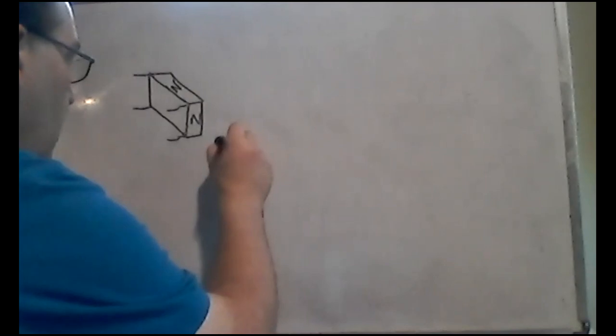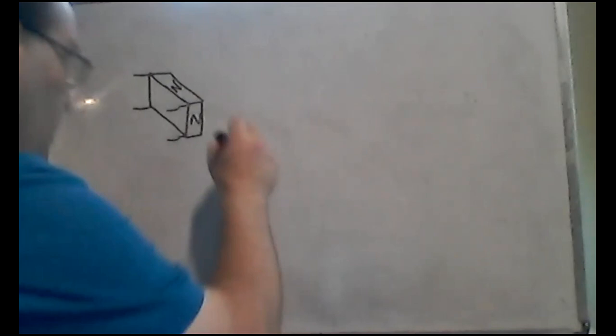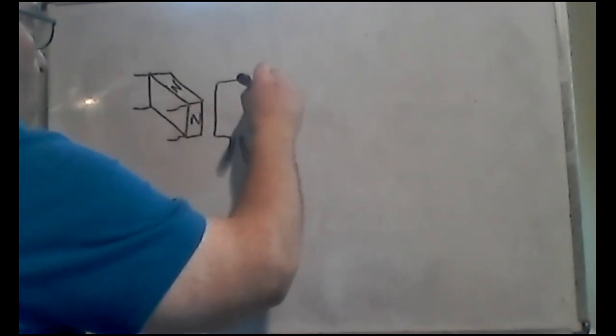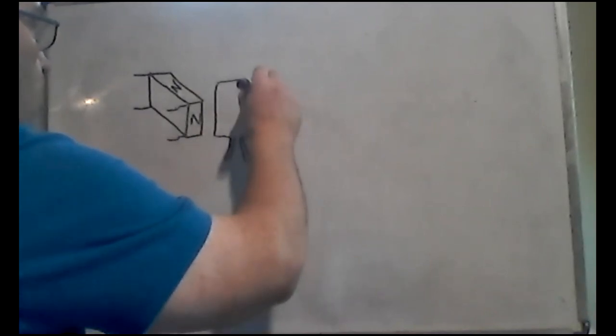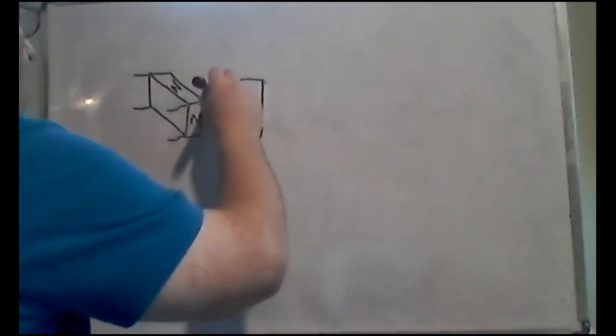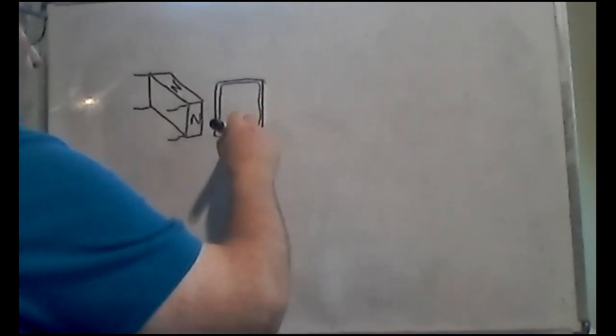Now we have something that looks similar. We have a shaft, and we'll do a rectangular loop like we did in the past. Make it symmetrical. And then we'll have a south face magnet.